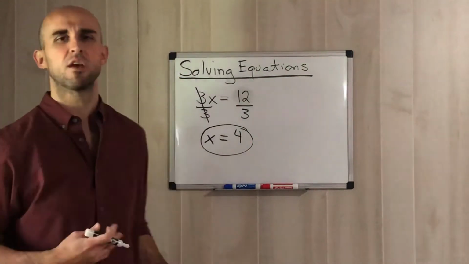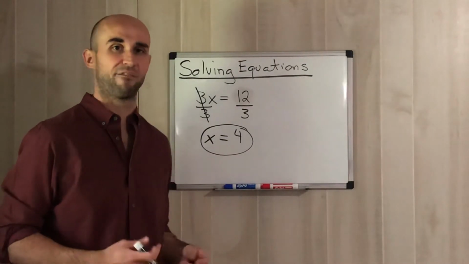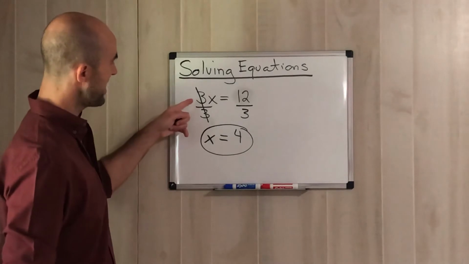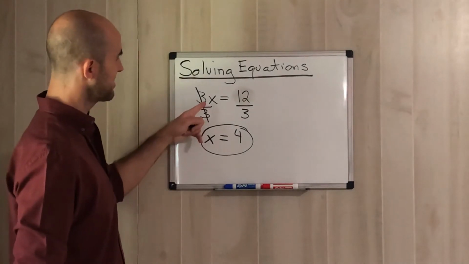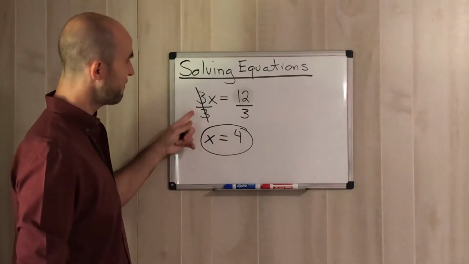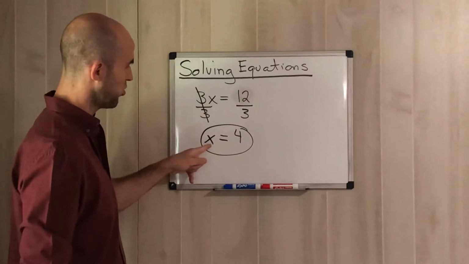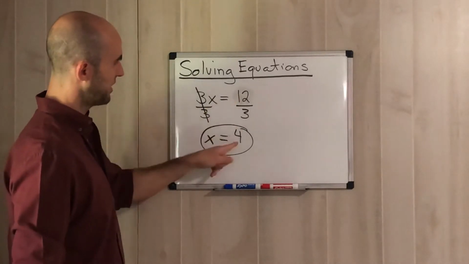Again, solving equations is just always doing the opposite operation to get the variable by itself. In this case, since it was 3x, whenever it's together, it's multiplication. The opposite of multiplication is division. So we divide both sides by 3. That cancels out to give us 1x, and then 12 divided by 3 gave us 4.